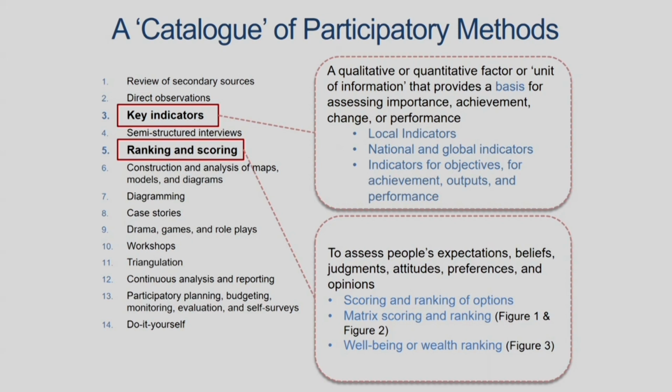Here an indicator is a qualitative or quantitative factor that provides a basis for assessing importance, achievement, change or performance. Some of the key indicators that need focus are local indicators, national and global indicators, and indicators for objectives, achievement, outputs and performance. Local indicators contain basically local stakeholders' criteria for what is more and less significant. Example criteria for priority crops, of poverty or well-being, of gender roles, of illness etc., are vital in problem analysis and for posing relevant questions.